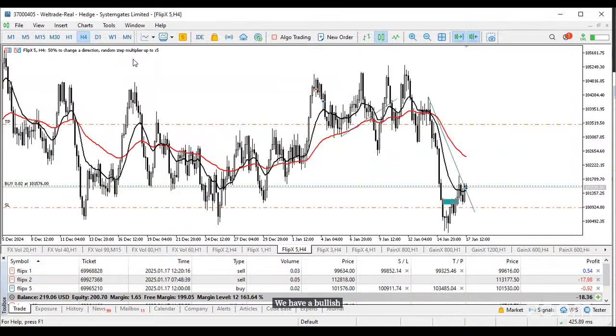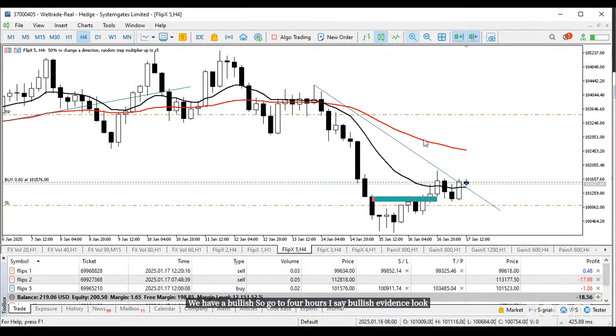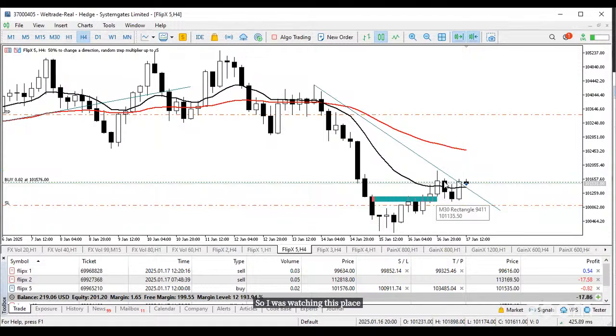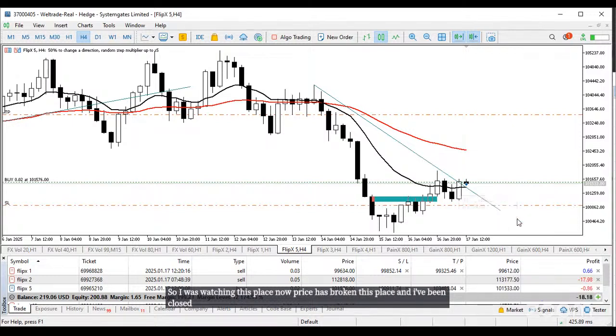So go to 4 hours. I see bullish evidence. Look at it on 4 hours, for you to know that I still use price action. So I was watching this place. Now price has broken this place, and I have a close above my counter trend line.